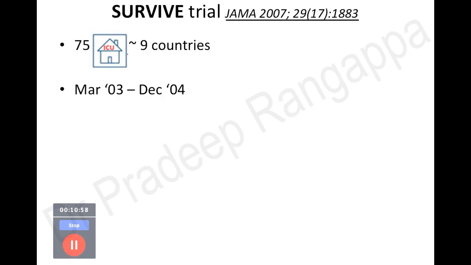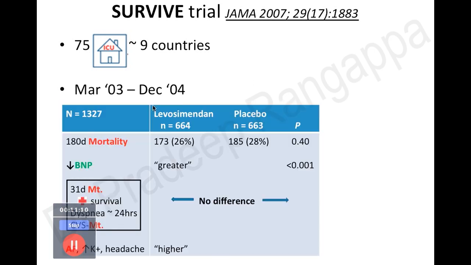So this is also a landmark trial, the SURVIVE trial. So that came in JAMA 2007. As you see, this was a multicentric trial done in 75 ICUs in 9 countries between March 2003 and December 2004, and it was a much larger trial. They looked at 1,327 patients, 664 in the levosimendan group, 663 in the placebo group.